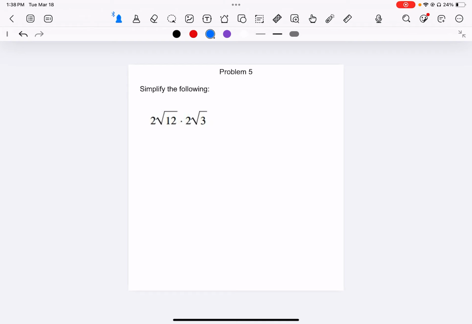Two radical 12 times 2 radical 3. So I'm going to multiply the outside numbers first. 2 times 2 is 4. Now multiply my radicals. Radical 12 times radical 3 is radical 36. Now to simplify this, radical 36 is 6. So I'm just left with 4 times 6, which is 24.